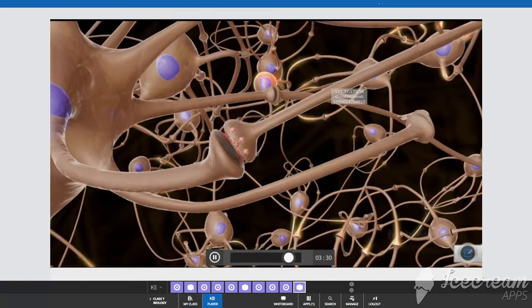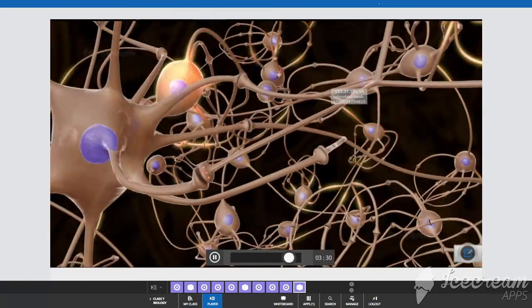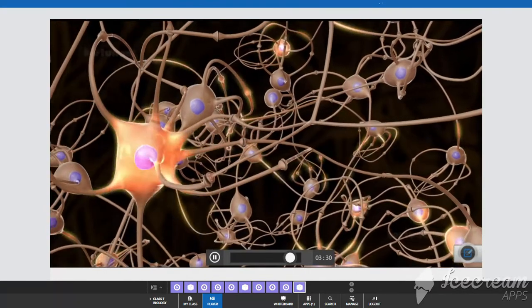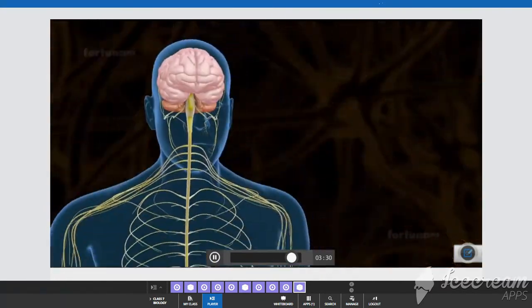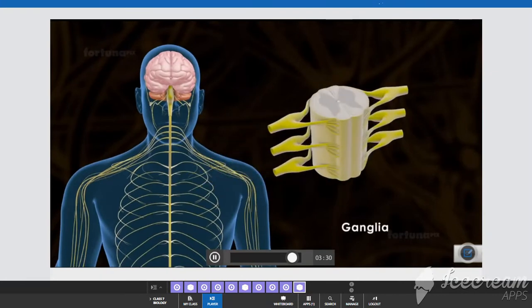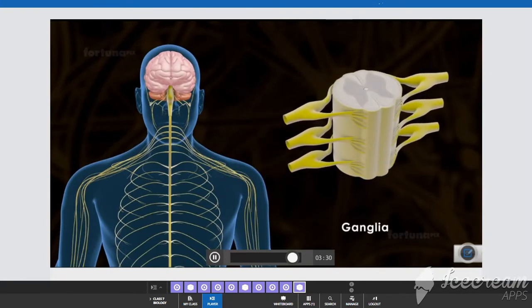Together, axons and dendrites form bundles of nerve fibers commonly referred to as nerves. Clusters of nerves are known as ganglia.